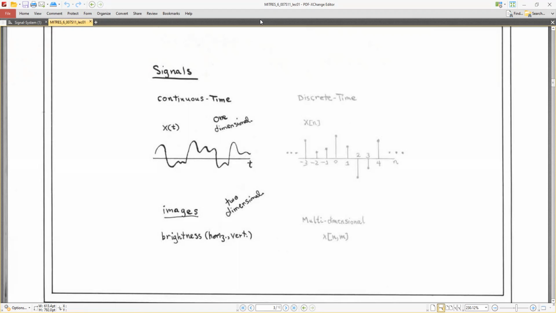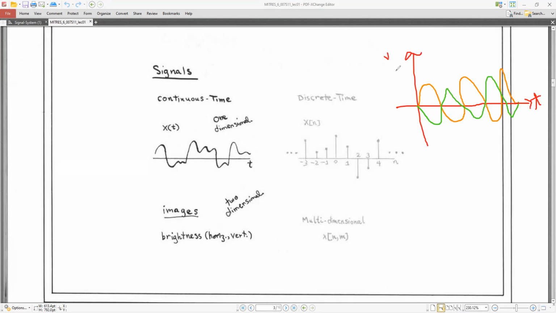let's draw a signal, in different colors. Say that is a signal, and let's draw another signal. Two signals, right? That is actually the time domain. That is T, and that is Y. Okay, that is our time domain representation.